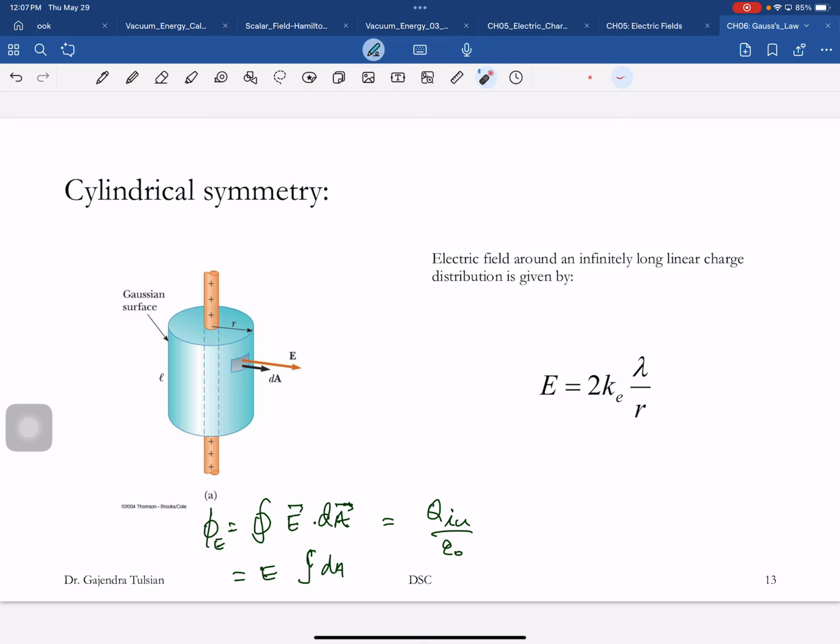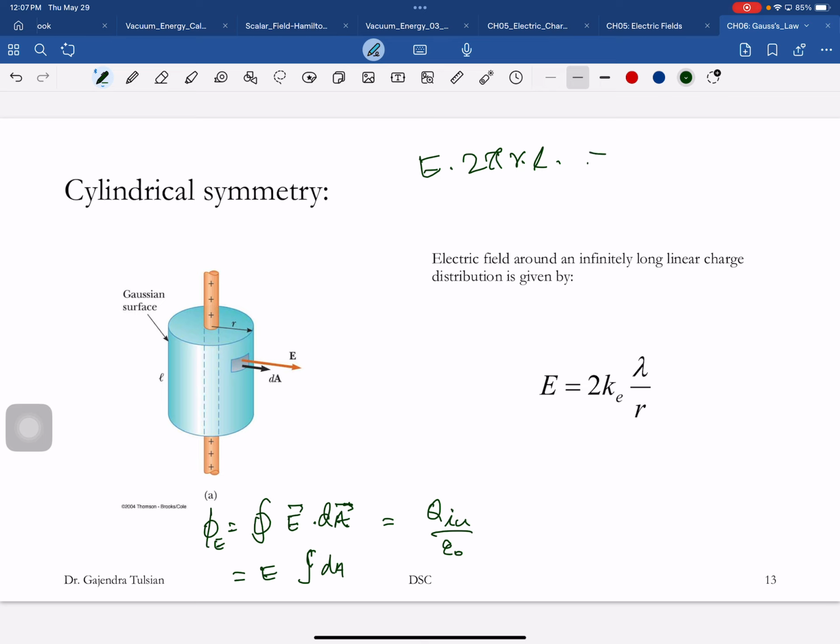What is the area of this face of the cylinder? It's the area of the rectangle: 2 pi r times h. So E times 2 pi r times L.